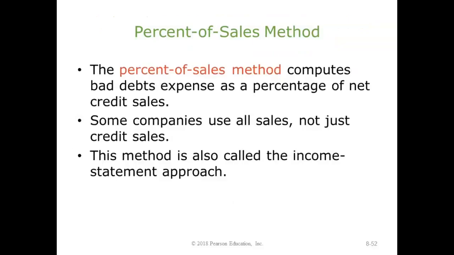Now let's talk about the percent of sales method. What we're going to do is compute bad debt expense as a percentage of net credit sales. Notice here it's net credit sales. Sales revenue can be both cash and credit. You just want to use credit sales, because you're going to get 100% of cash. If you're going to use this, I would definitely go as a percent of credit sales. Some companies use all sales, but if you're getting all your cash sales, why would you want to set aside an amount for cash sales? But again, I digress on that one.